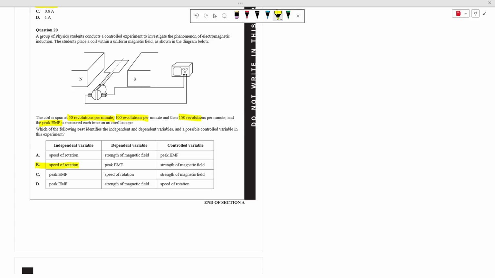Okay, so the only one that matches those options is B. And just check the controlled variable. The strength of the magnetic field, it doesn't say anything about changing the magnets. We're assuming we're using the same magnets all the time here. So yeah, it does work with this answer. So I'm going to just leave it there at B.